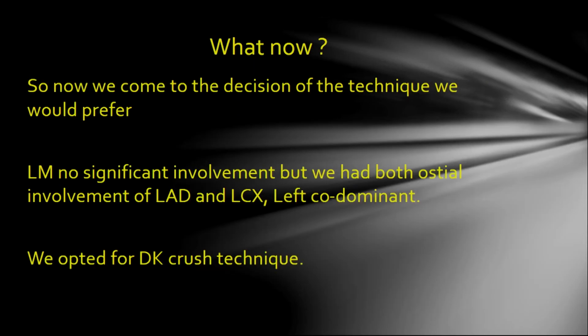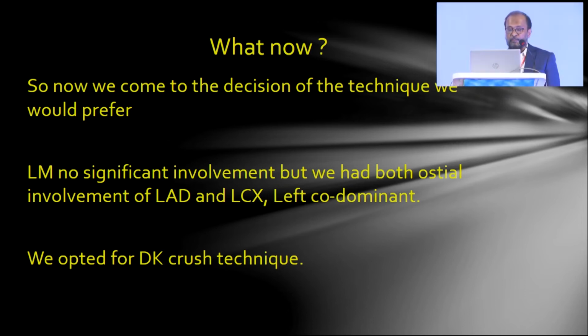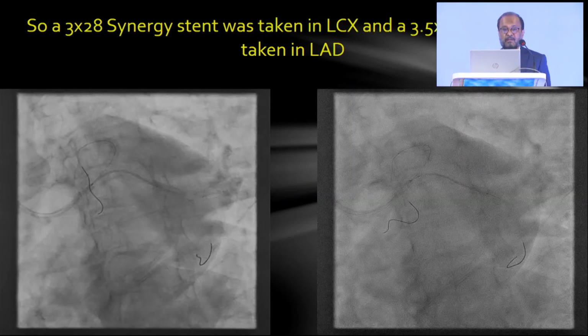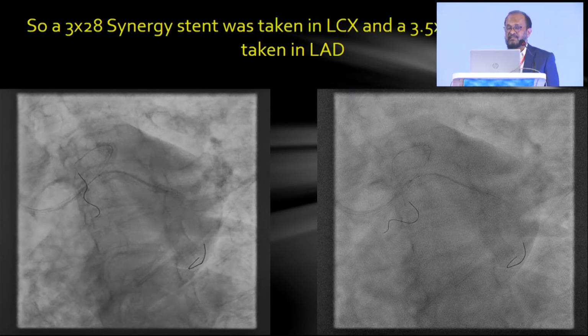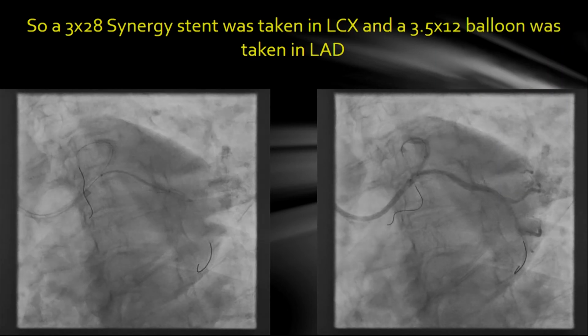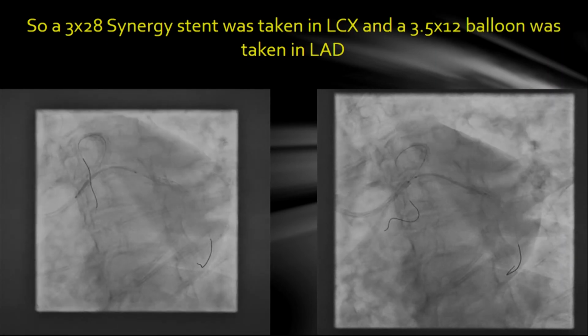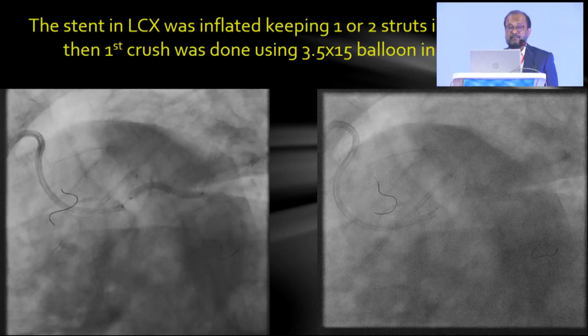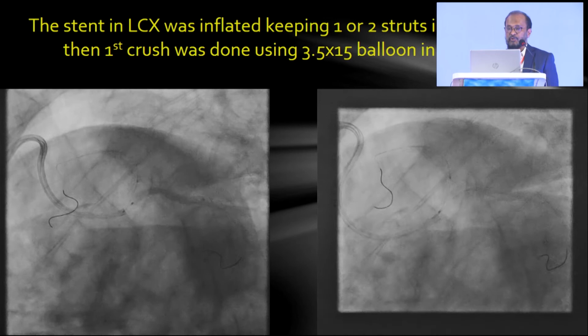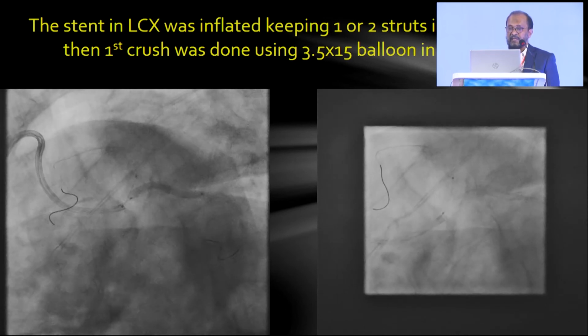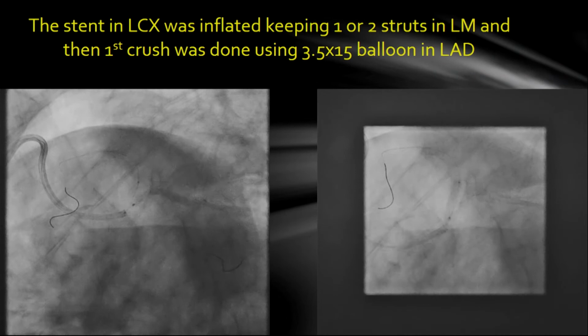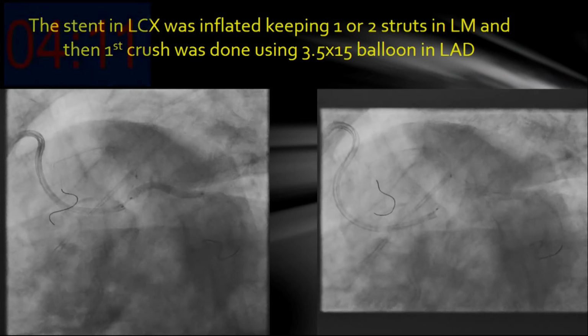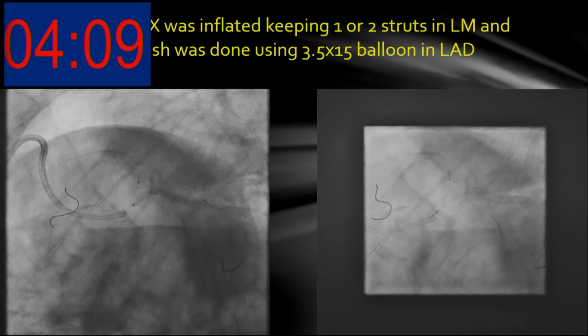So what now? Now we come to the decision of the technique we would prefer. Left main had no significant involvement, but we had ostial involvement of both the LAD and SARC, and the system was left co-dominant. So we opted for DK crush. A 3 by 28 Synergy stent was taken into the SARC and went smoothly, and we put a 3.5 by 12 balloon in the left main. Then we put the stent in the SARC at optimal pressure, keeping 1 to 2 struts in the left main, and then crushed the stent with a 3.5 by 15 balloon, in the right picture, the second picture.